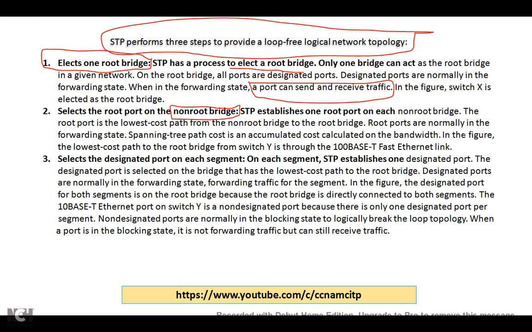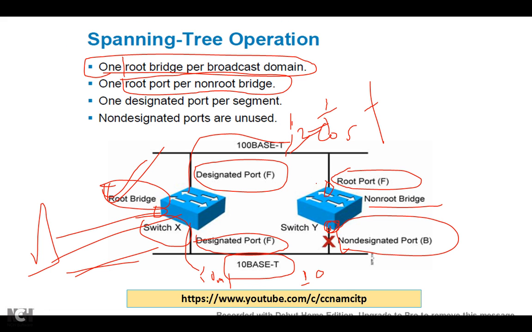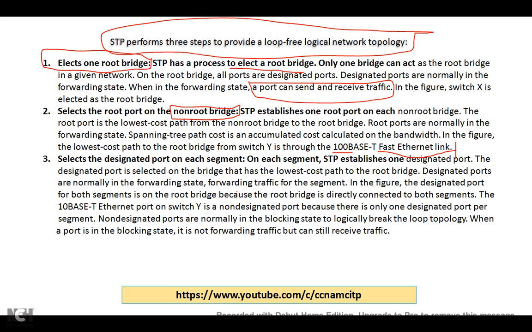In this figure, the lowest cost path to the root bridge from switch Y is this one, through the 100 BASE-T Fast Ethernet link. That is why this port got selected as the root port.